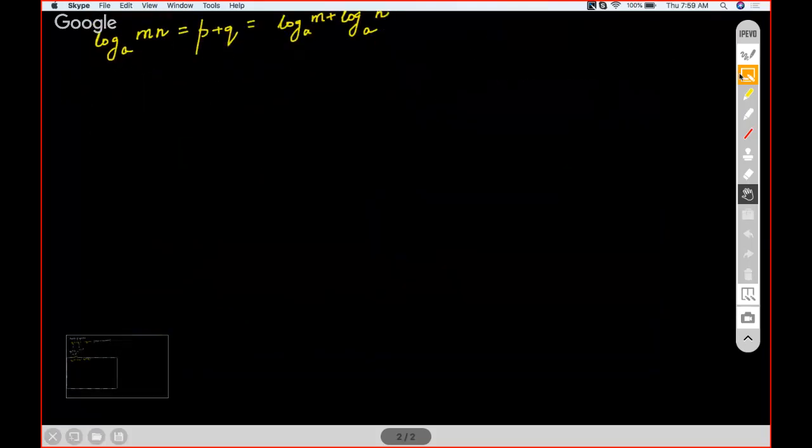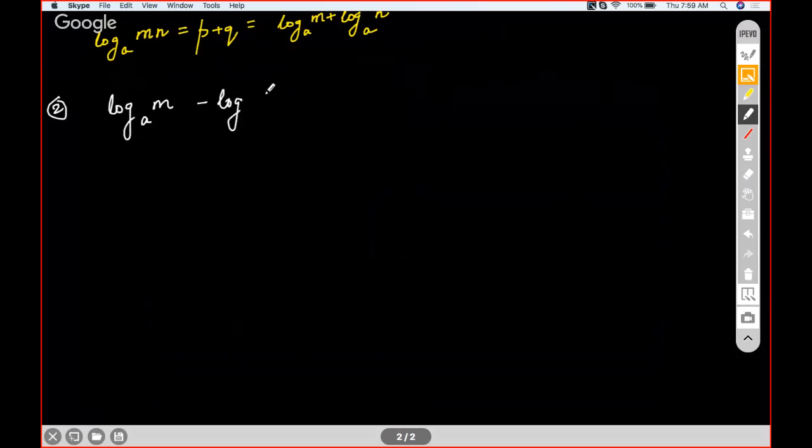The next property is log m to the base a minus log n to the base a equals log m by n to the base a. Again, the proof is similar to what we had done in the previous one, so I'm not going to do the proof here.